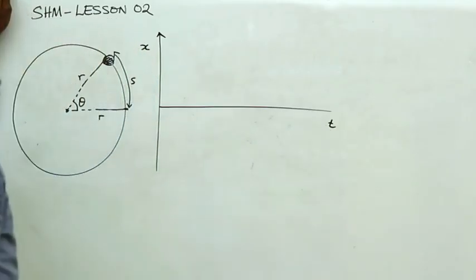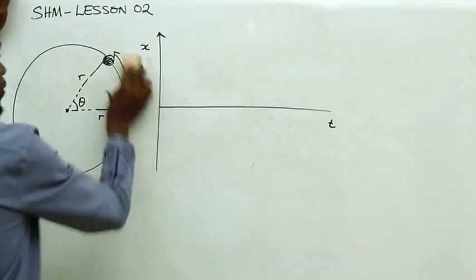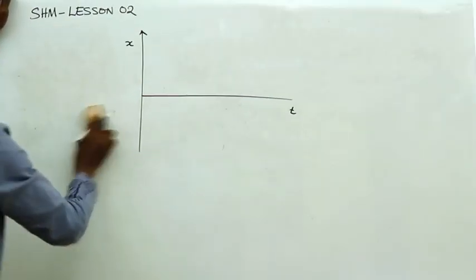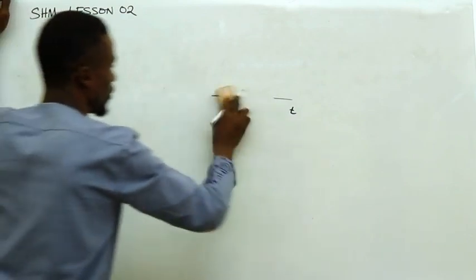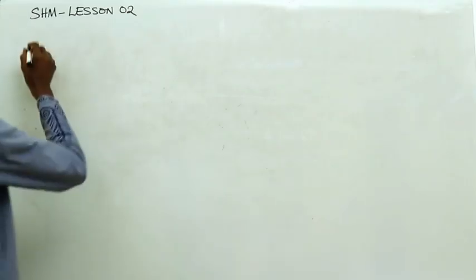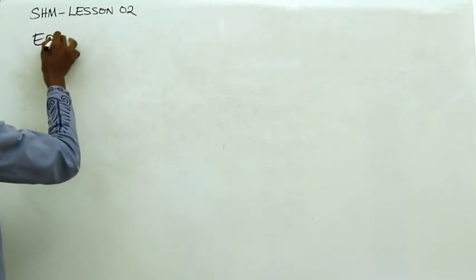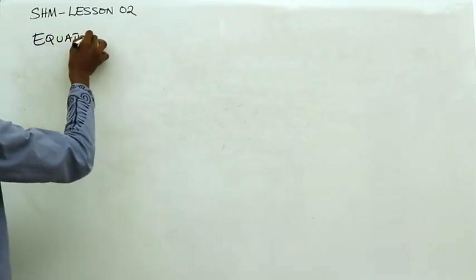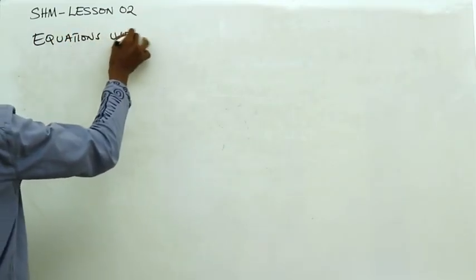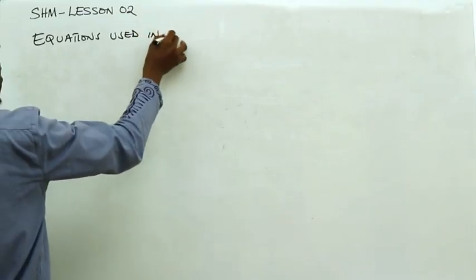Now this time can be written in terms of the angle. So we can always write it in terms of the angle. Let me not rush. I will come to the graphs later, as I may bring something that may confuse a person. So let's first look at the equations that we use, the equations used in simple harmonic motion.